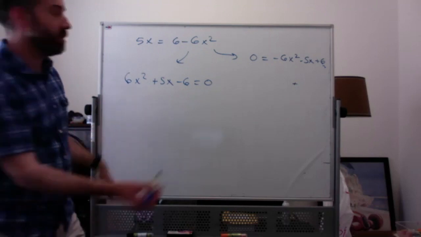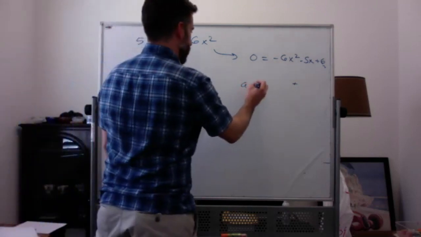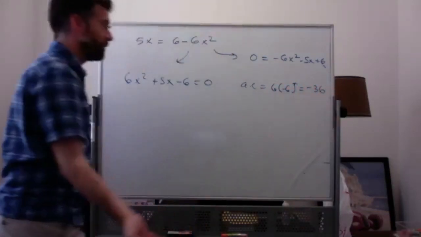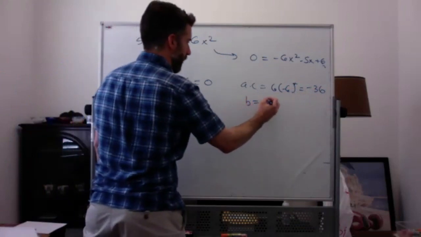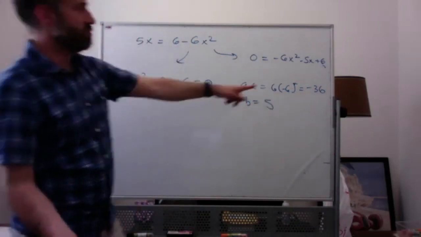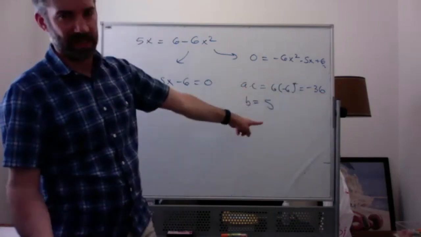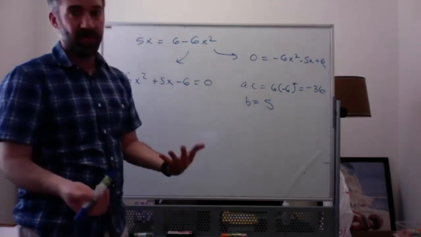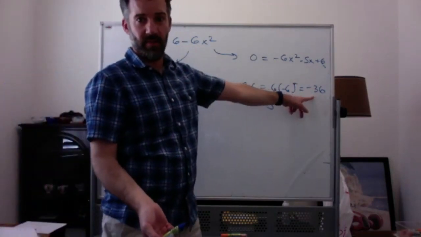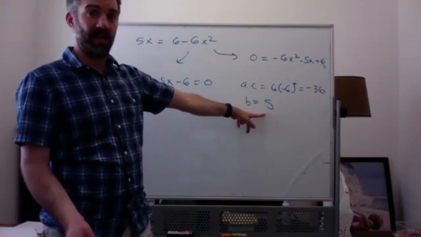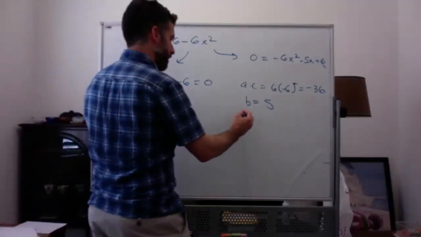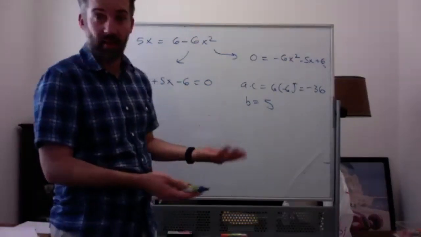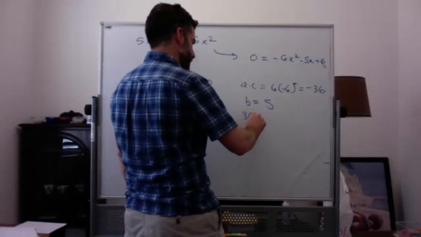So here instead, we should say that A times C is 6 times negative 6, which is negative 36. B is 5. So we're looking for ways to multiply to negative 36 and add up to positive 5. I know I've got to have opposite signs because I'm multiplying to a negative, and the positive one's bigger because I'm adding up to a positive. So I just start to go through the list, right? I know what the answer is, but let's just go through the list. I'm going to do 36 and negative 1.